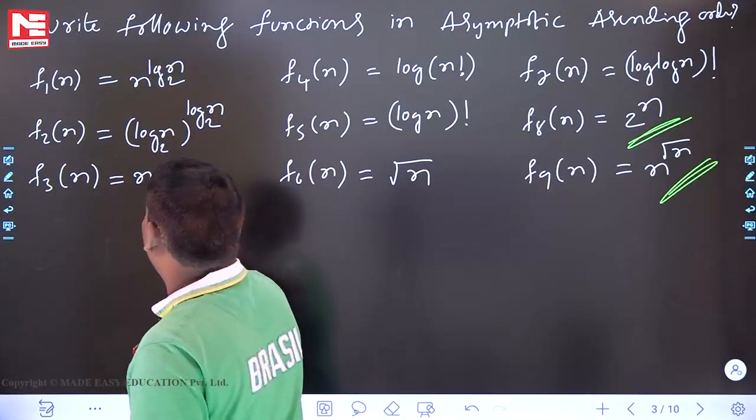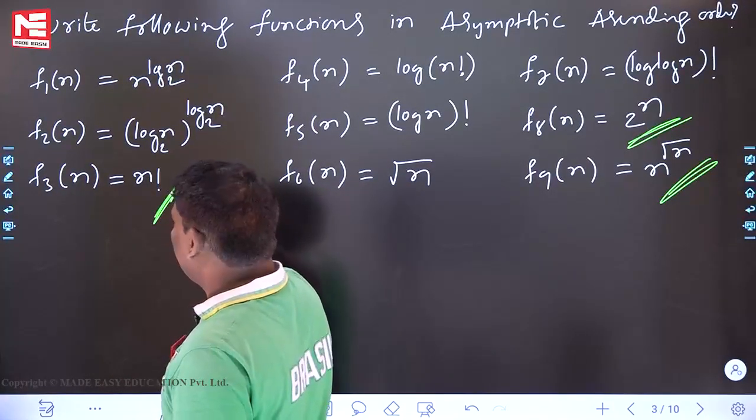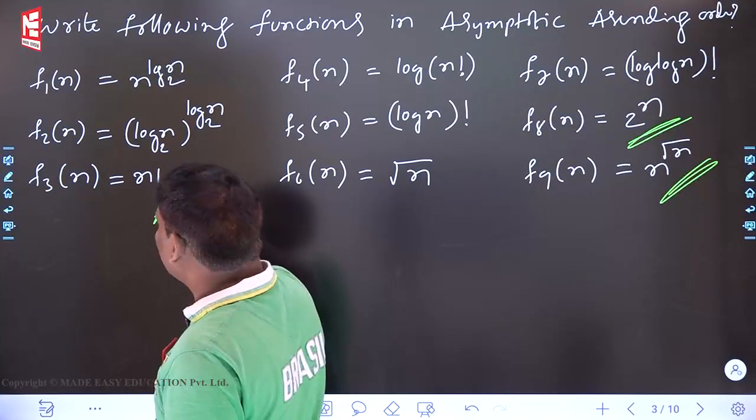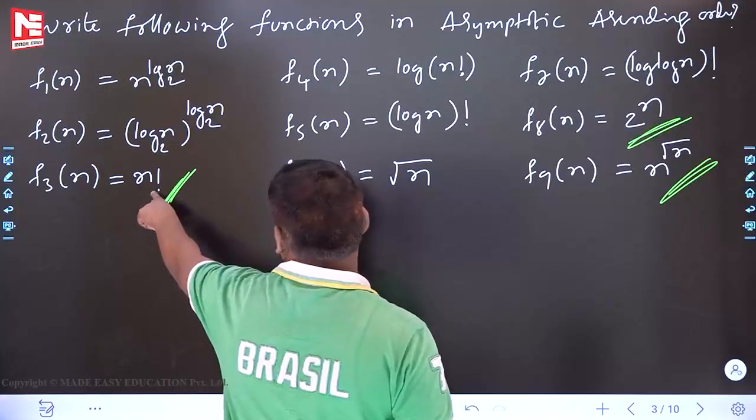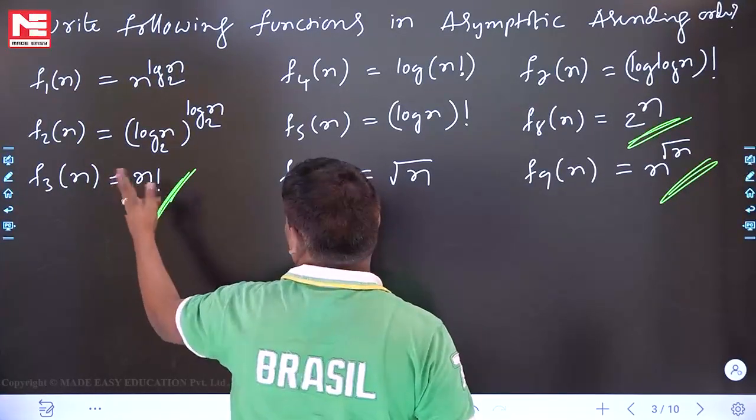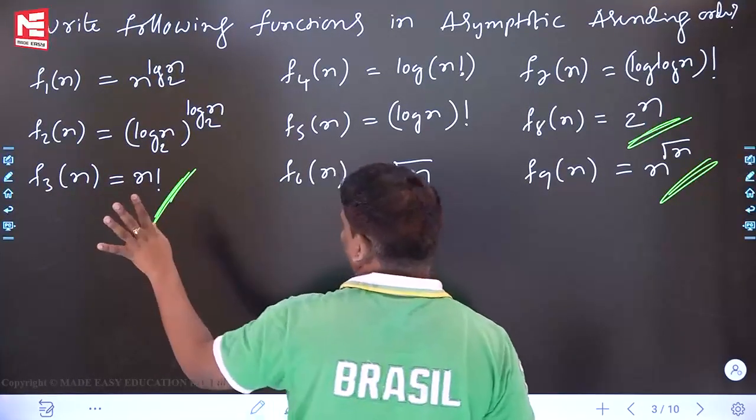This is the n factorial. N factorial is very close to n power n. But one thing, n power n is bigger, this is smaller, it's okay, right? Both are very close. N factorial, n power n, almost close, right?